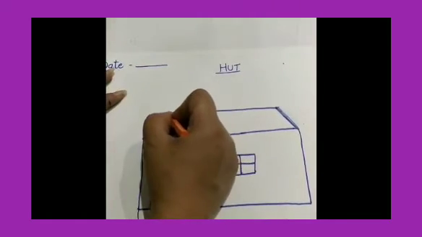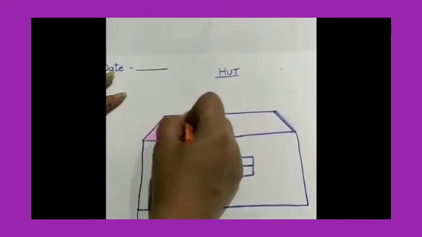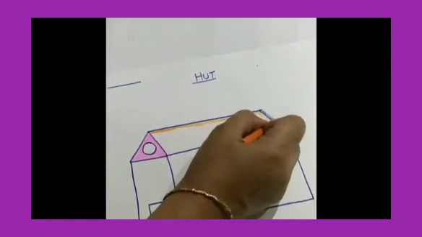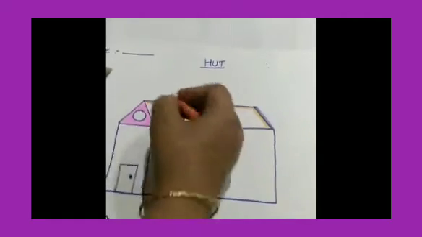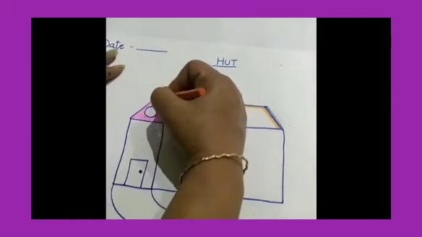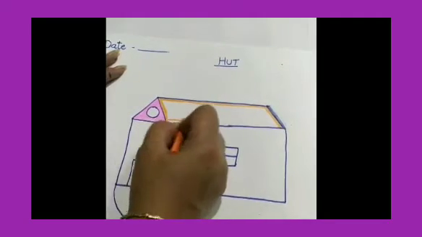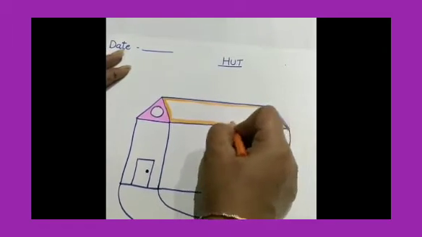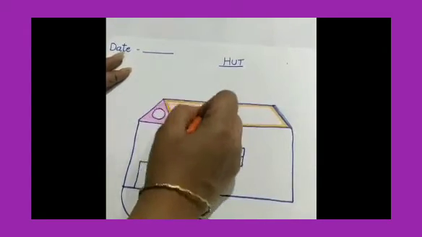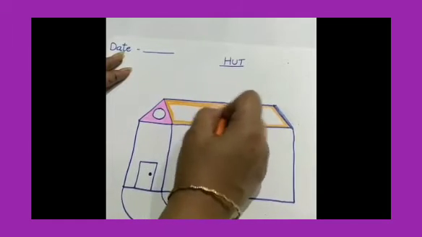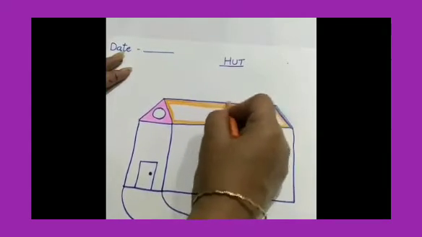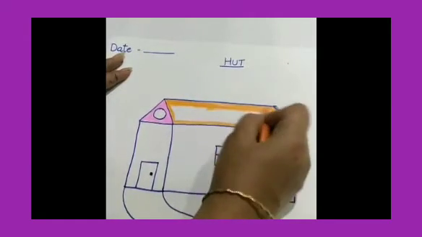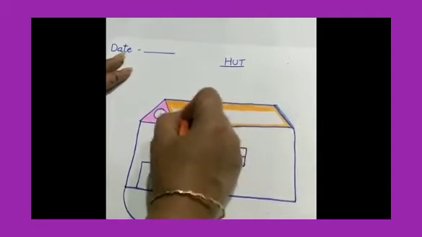Now I am going to color this. Same way, do the outlining of this part of the hut. Again use slipping lines for the coloring and try not to leave white space inside.